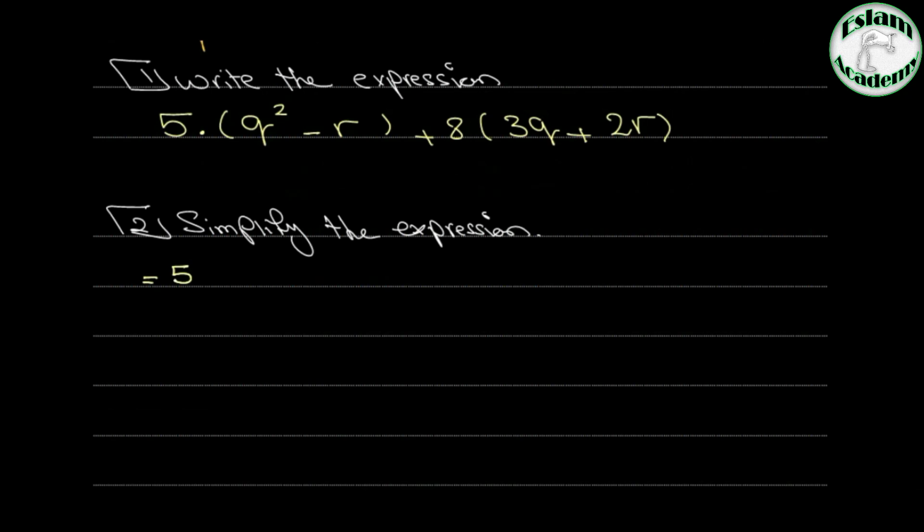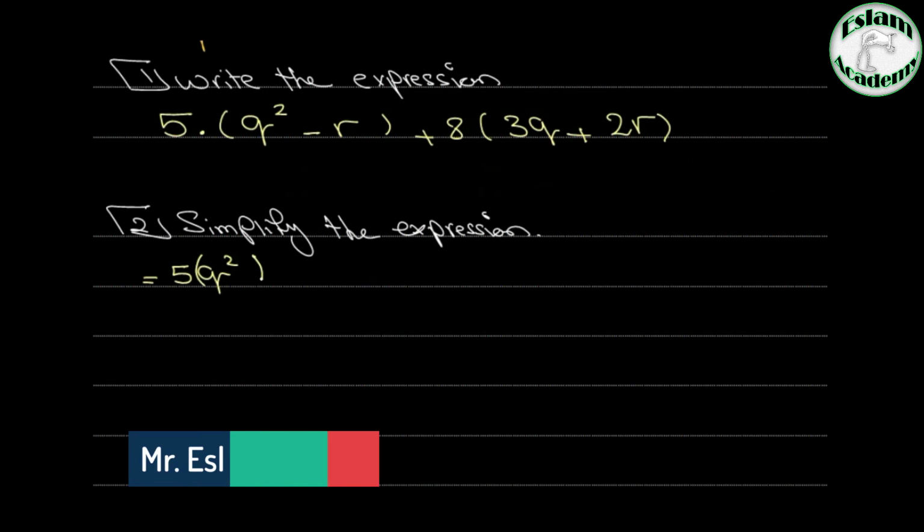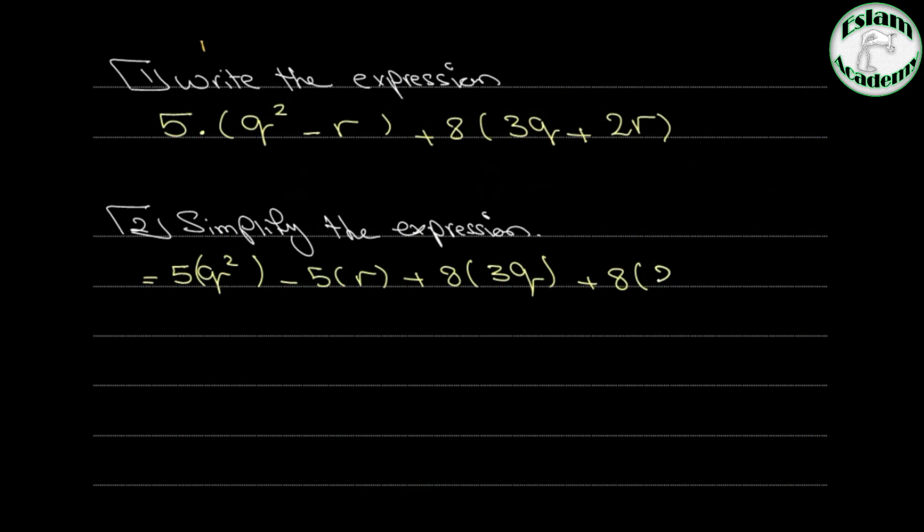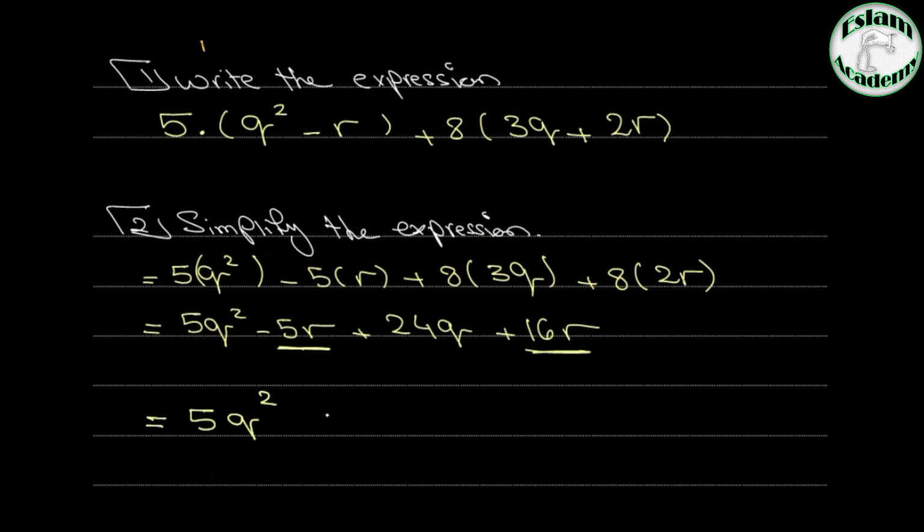To simplify the expression, it will be 5 times q squared minus 5 times r, plus 8 times 3q, plus 8 times 2r. So 5 times q squared is 5q squared, 5 times r is negative 5r, 8 times 3q equals 24q, and 8 times 2r equals 16r. Now adding the like terms, negative 5r and positive 16r, the simplest form will be 5q squared plus 24q plus 11r.